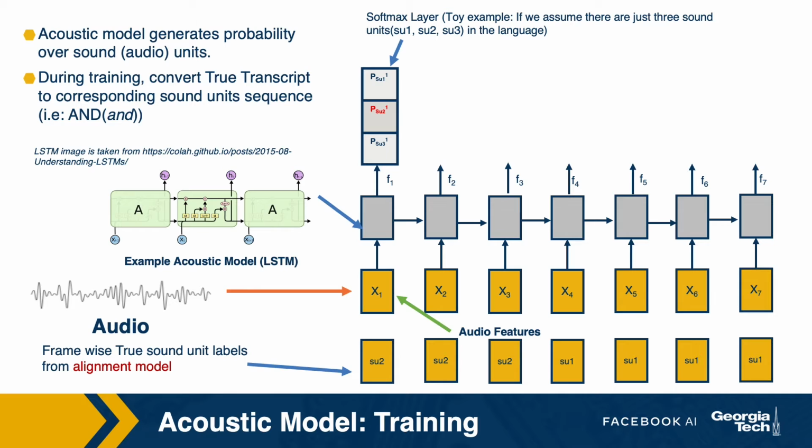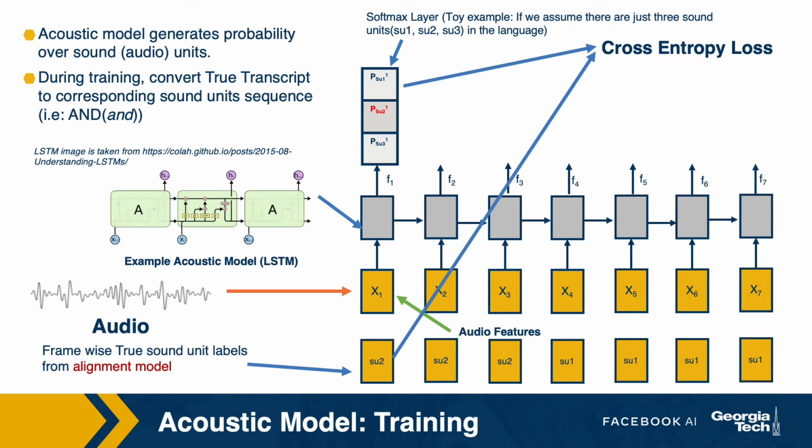Let's say for our example, we have 3 different sound units in the language. This is just an example. You are going to have way more than 3 different sound units, but let's assume that you have just 3. Then the softmax would give the probability distribution over these 3 sound units at each frame, given the current set of parameters of the acoustic model. I can do it for each frame, and then I can compute a cross entropy loss because I know from the alignment model what should be the sound unit in a given frame, and what is the probability distribution being generated at that frame given the current parameters.